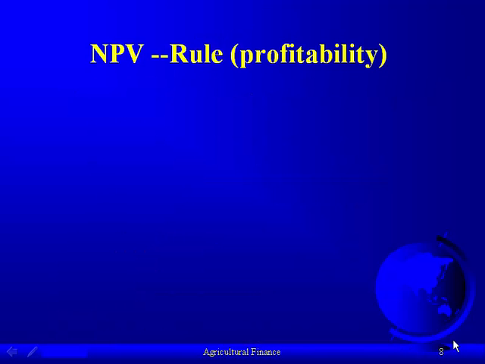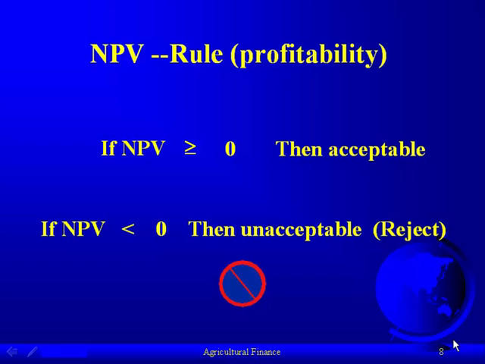If we look at the rule for profitability, in other words, if we choose the net present value as our decision criterion, then what is the rule to claim whether this investment is profitable or not profitable? It turns out if the net present value is greater than or equal to 0, then we say it's profitable, it's acceptable. If the net present value is less than 0, then it's unacceptable, and we would reject it.